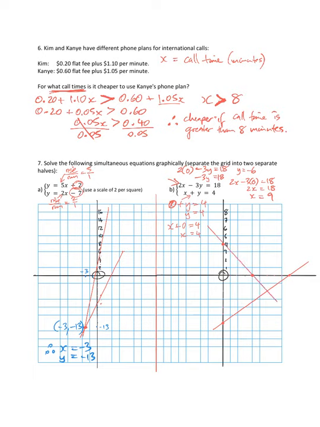So we can see that they cross at 1, 2, 3, 4, 5, 6, and to negative 2 down. So therefore your solution is x is equal to 6, y is equal to negative 2. Alright, so on to the next page.